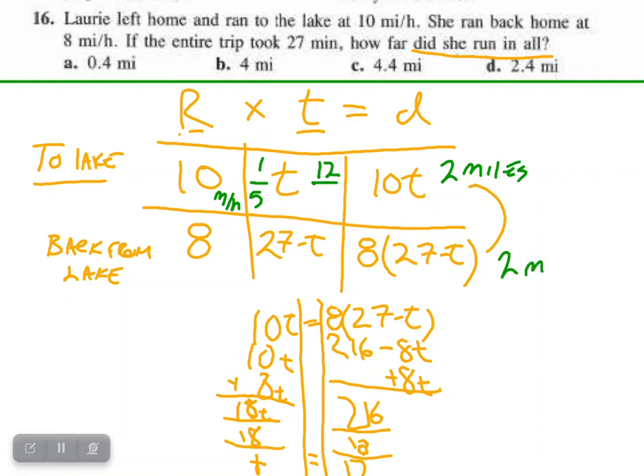I'm a little concerned about this group. If only 3 people have figured this out. It's the same both ways. All right. And so what is the total distance? 4 miles.